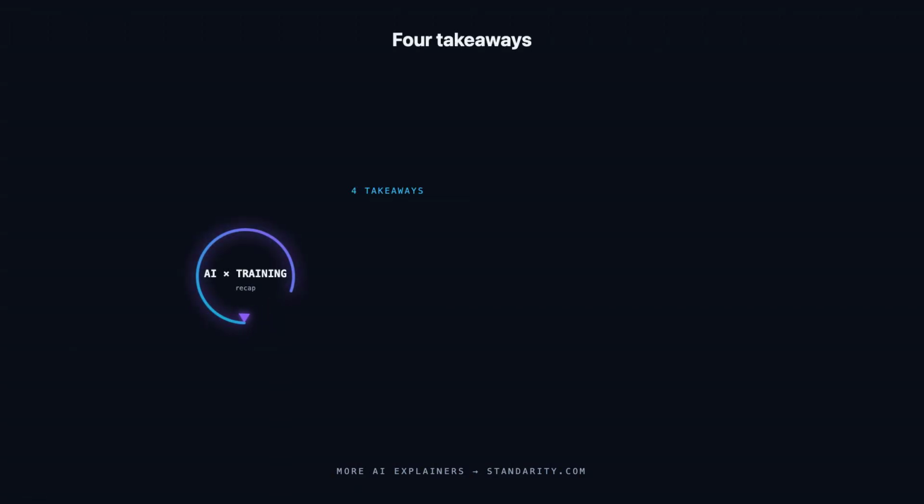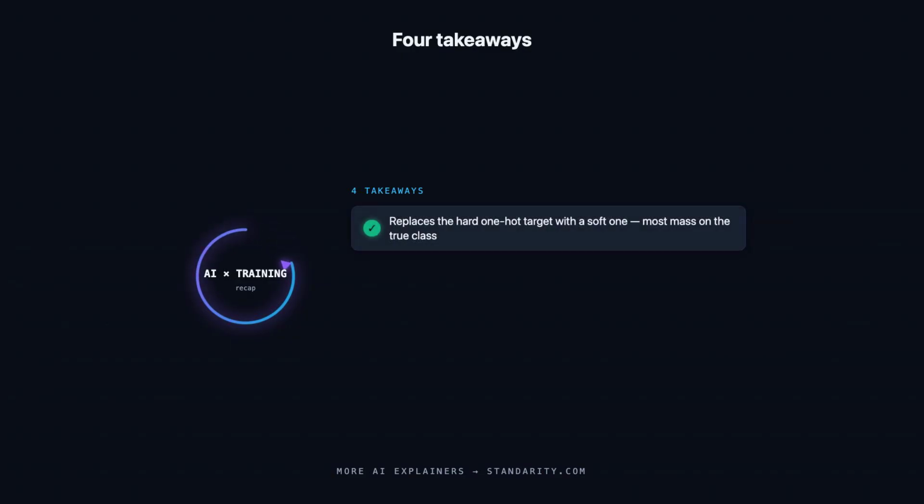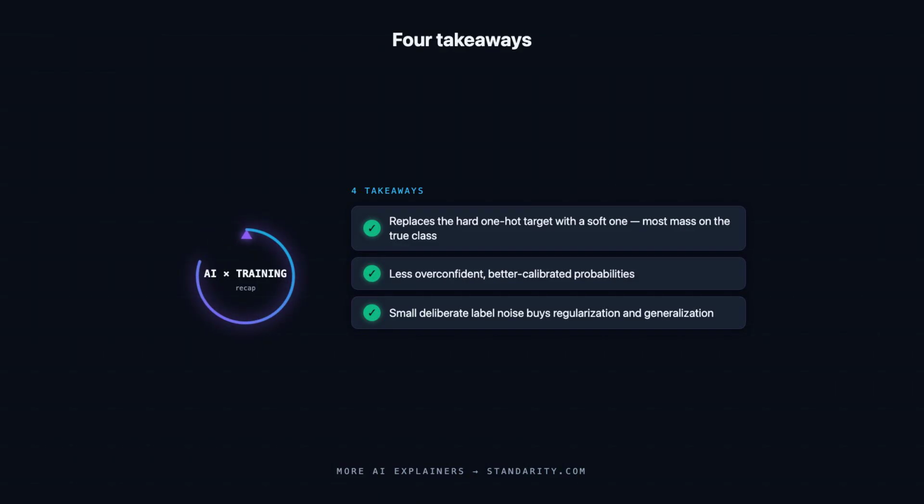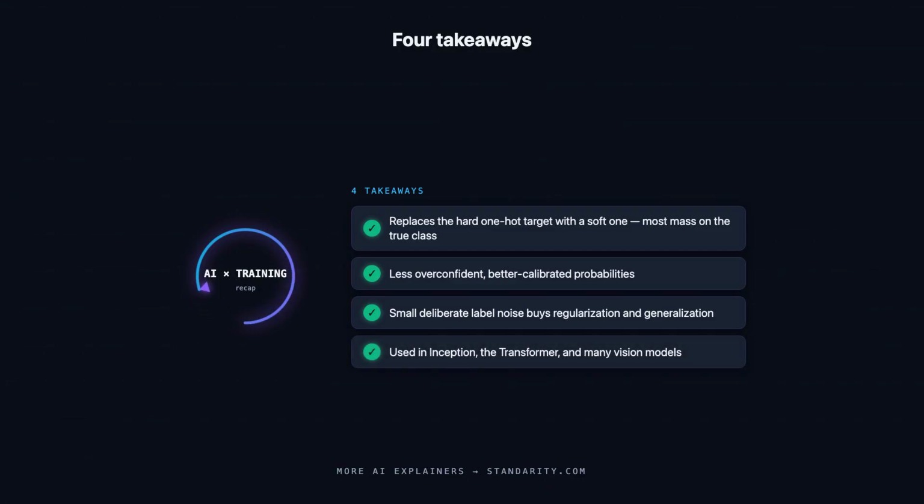Let's pull the thread together with four things worth remembering. Label smoothing replaces the hard one-hot target with a soft one, keeping most probability on the true class and spreading a little to the rest. Because the model no longer chases infinite confidence, it grows less overconfident and produces better calibrated probabilities. The cost is a small amount of intentionally wrong signal in the target. The payoff is regularization and usually slightly better generalization. You'll find it inside Inception, the Transformer, and countless vision models quietly doing its job.